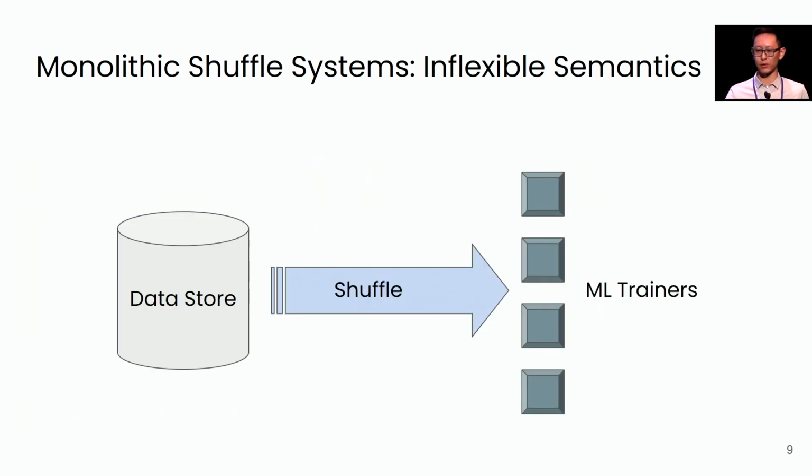So one such example is distributed machine learning training. The problem is like this. You have a big data set that's somewhere on the cloud. You want to use that to train your machine learning model. You're going to use several GPUs to do it.